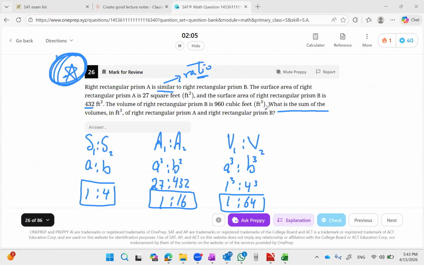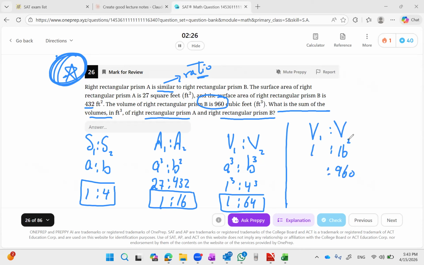What is the sum of the volumes of the two right rectangular prisms? So what is the sum of the volumes here? I have a given volume. So I can say that volume 1 to volume 2. Volume of B is 960. This is 2, not a square. So what is the ratio here, 1 to 16 or 1 to 64? Sorry. Very good. Excellent. I missed this.